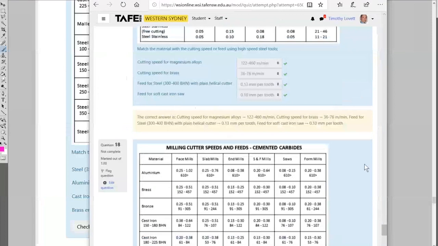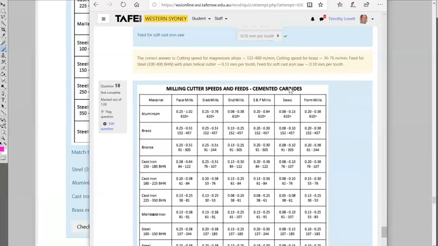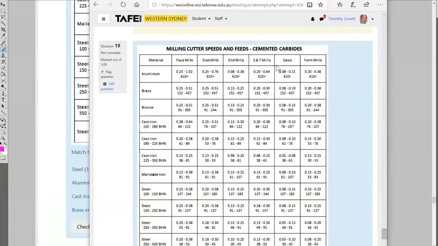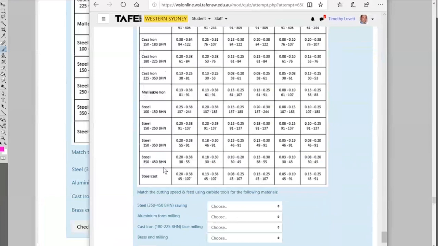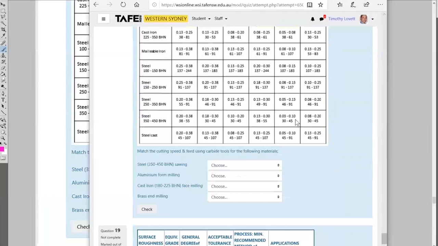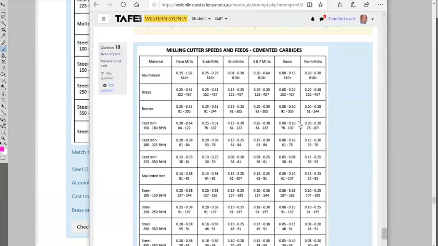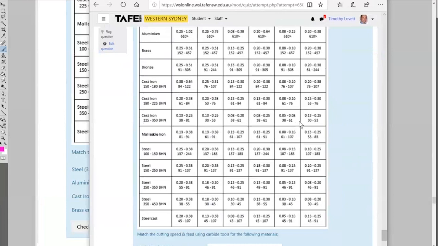Okay, boring. This is similar to the previous chart, only this is high speed steel, and this chart is for cemented carbide, so they're harder cutters. Steel 350 to 450, so that's this one down here, pretty hard. And we're boring, so we're looking at the boring, this is the second last column. Speeds and feeds there. So your speed is your meters per minute, and your feed is your millimeters per revolution or per tooth.